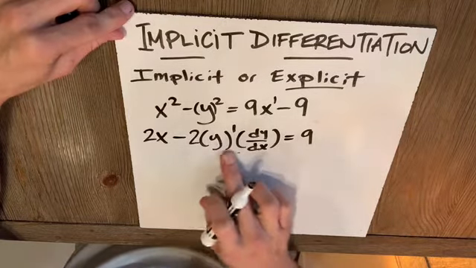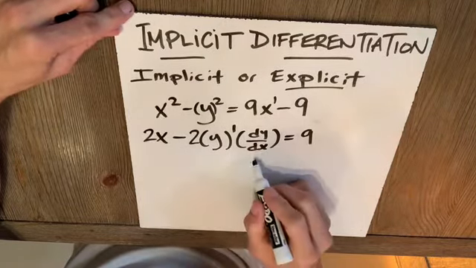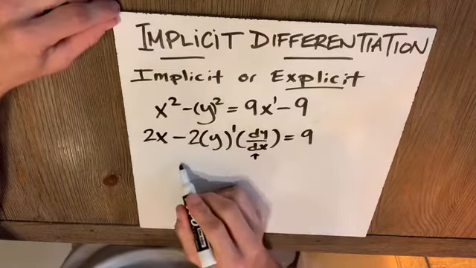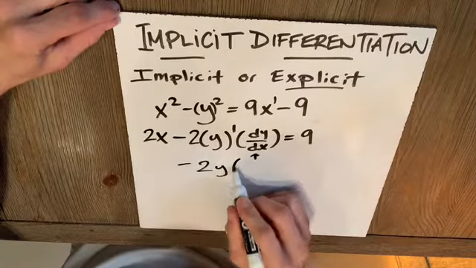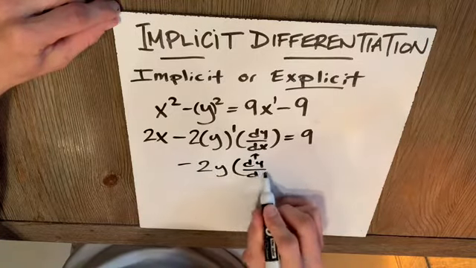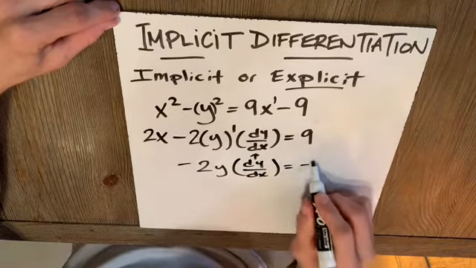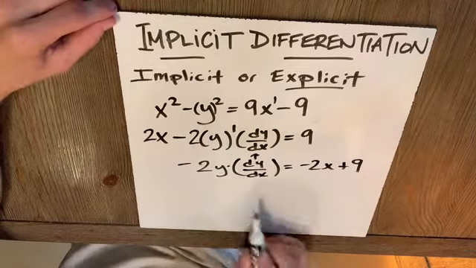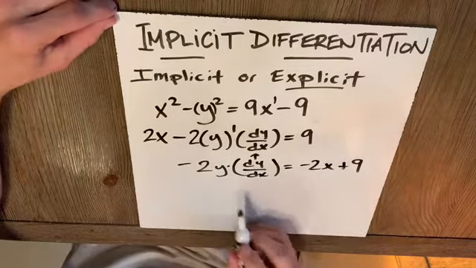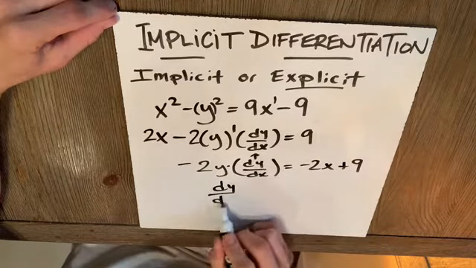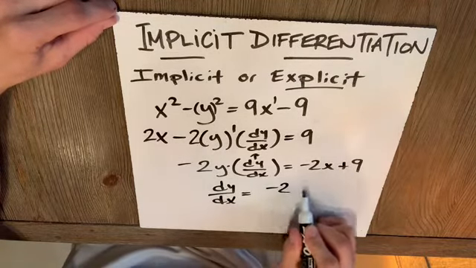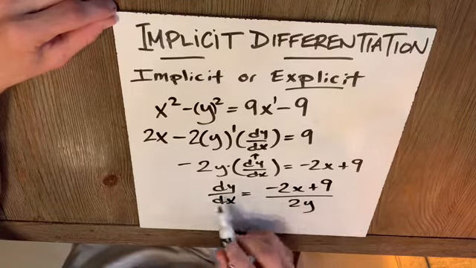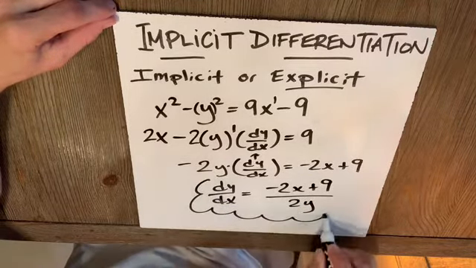Algebra skill time. I need to isolate the dy dx. I have to get this all alone. So the first thing I'll do is I'll subtract 2x from both sides. So I have -2y times dy dx is equal to -2x plus 9. Now, because I have multiplication here, I'll divide both sides by my -2y. So I hope this is familiar to you from all of your days with algebra. And here we have our derivative, dy dx.